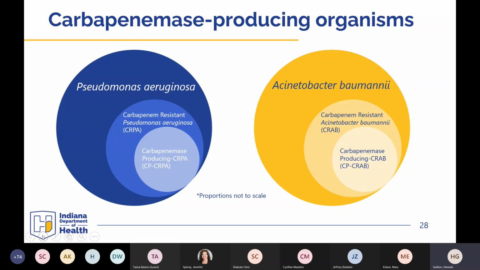As I mentioned earlier, both CRPA and CRAB can also have carbapenemase production. Like CRE, we refer to the carbapenemase producing organisms as CpCRPA or CpCRAB. The carbapenemase can be detected through the same testing methods as CpCRE. The same gene markers are also tested for.